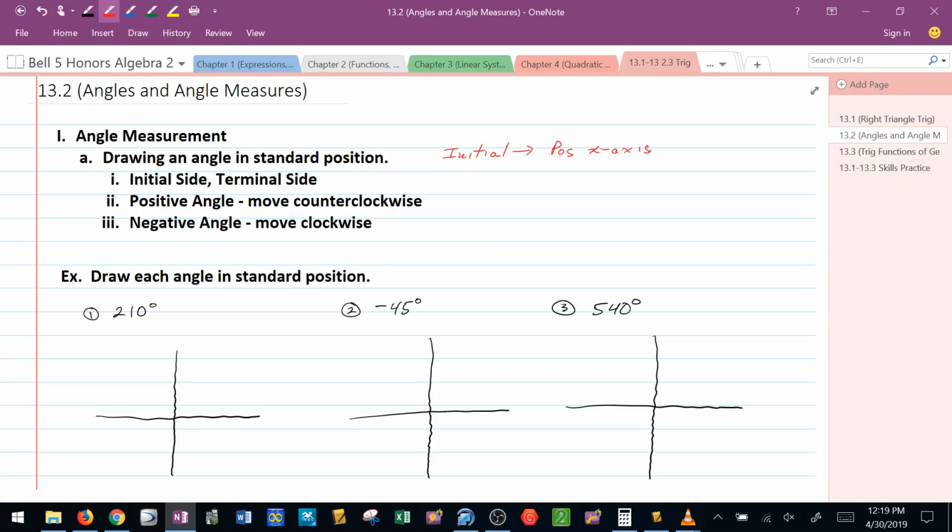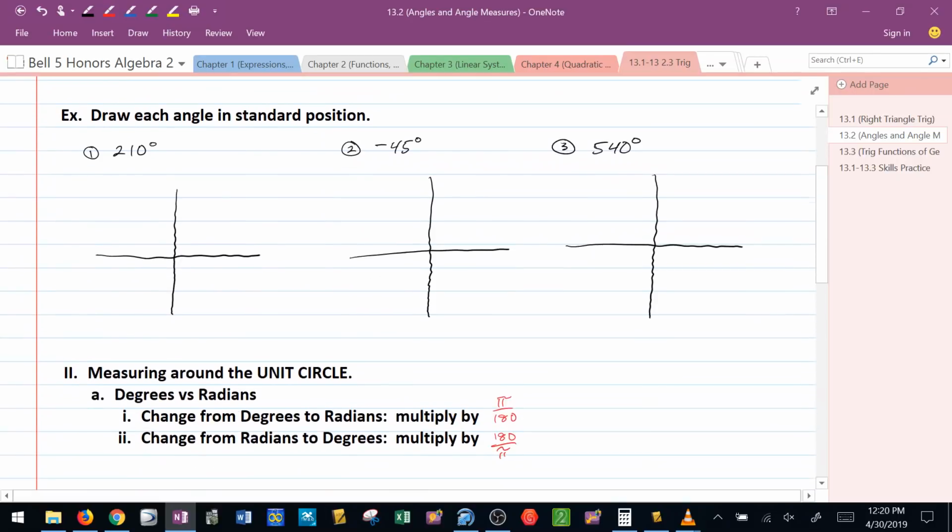Okay? We have positive angles. Positive angles are going to move on the coordinate plane counterclockwise. And negative angles are going to move clockwise. All right, so let's jump right in and take a look here.